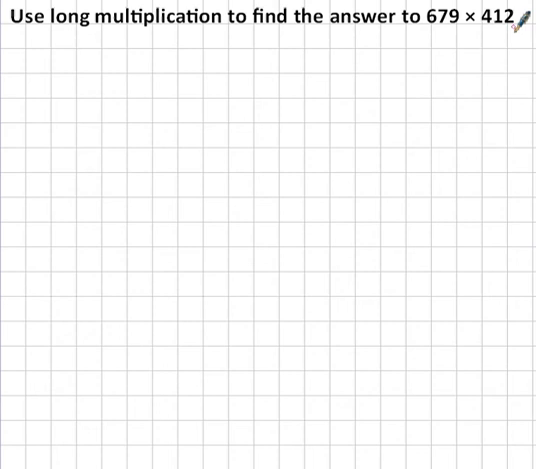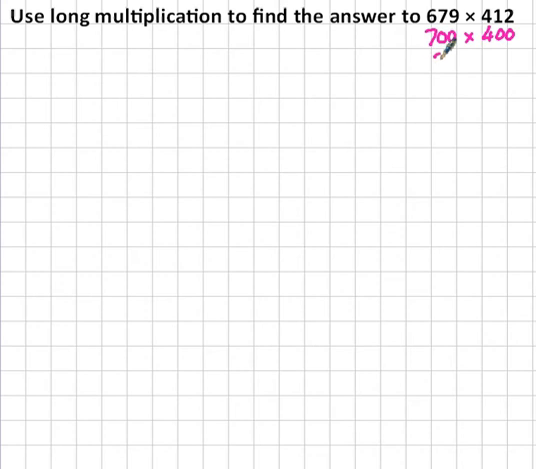Okay, it's useful to do an estimate first of all, and that way we'll have a sense whether our final answer is more or less correct from using our estimate. And to do that, I'm going to round these to friendlier numbers. So in this case, I'm going to round them both to the nearest 100. 679 rounds to 700, and 412 rounds to 400, and I can do that in my head.